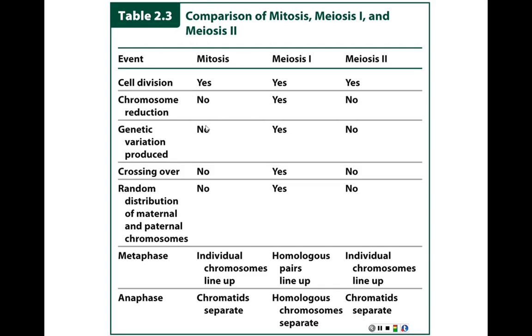Do you get any genetic variation in mitosis? None at all. Do you get it in meiosis? Oh yeah, that's where your recombination occurs. But meiosis 2 doesn't introduce any additional genetic variation. Where does crossing over occur? Well, you can go through this chart, but I find this chart to be quite useful.